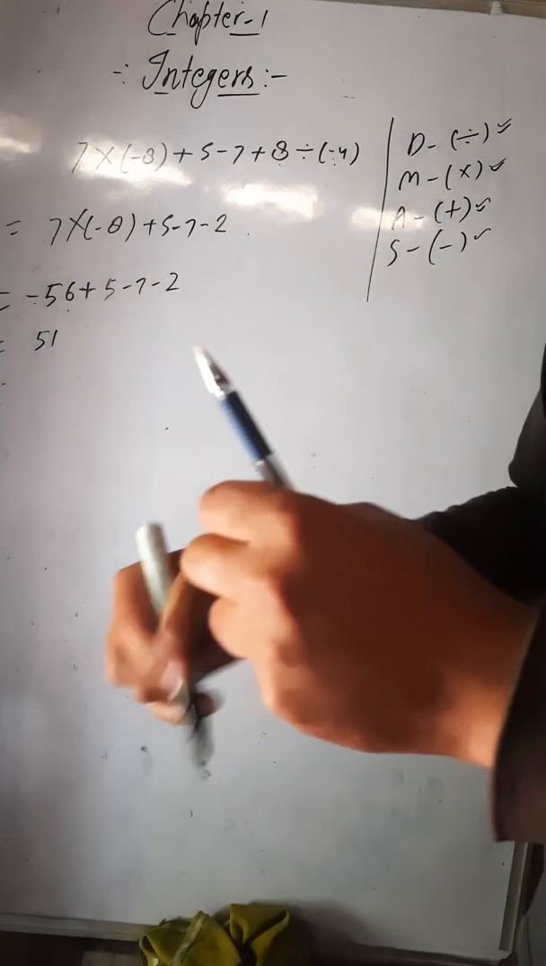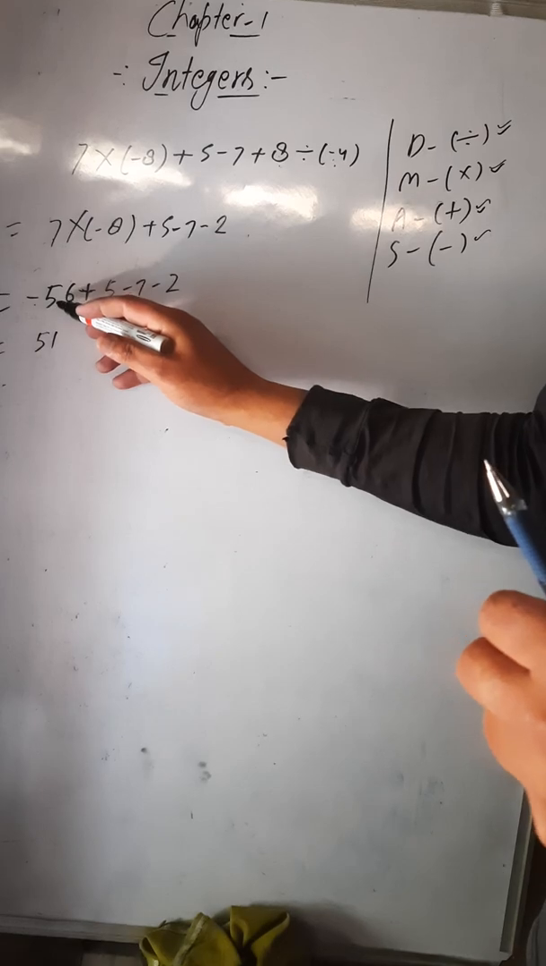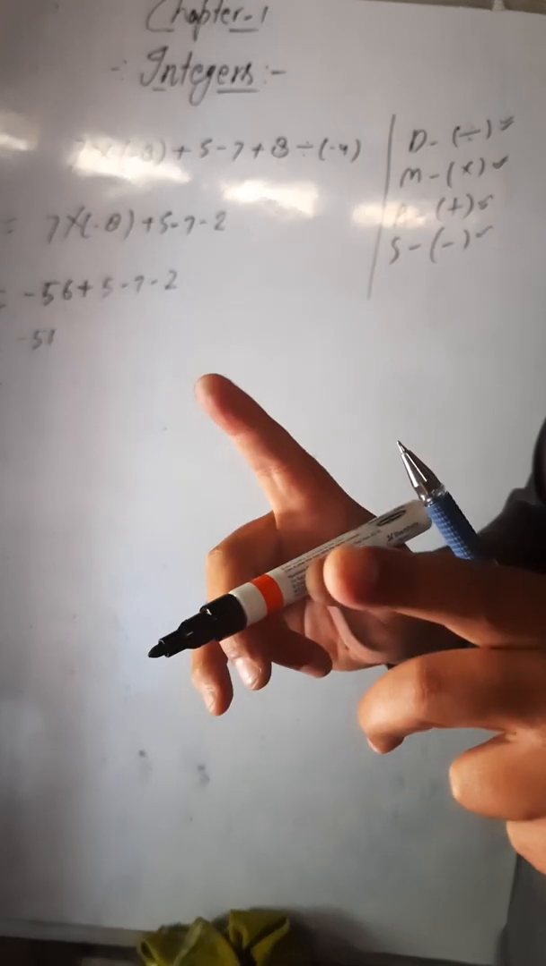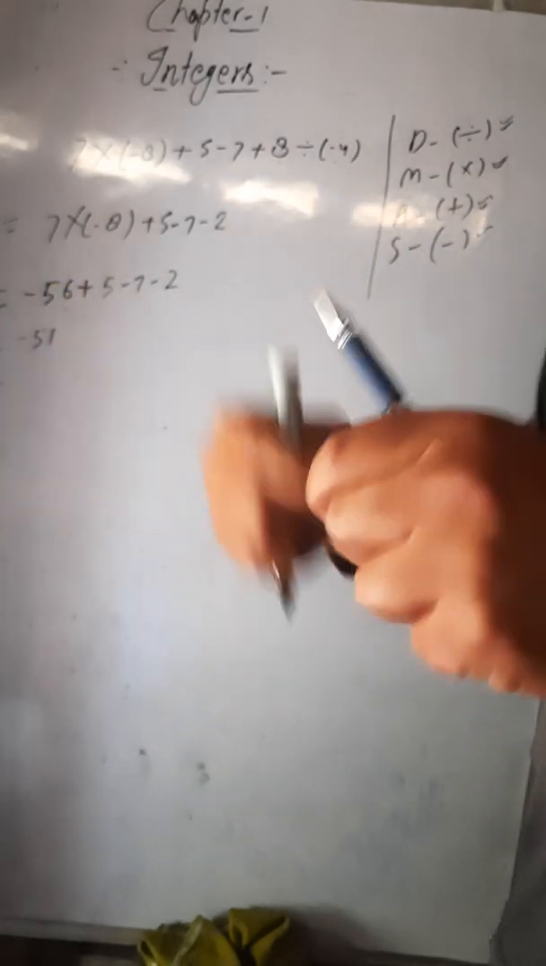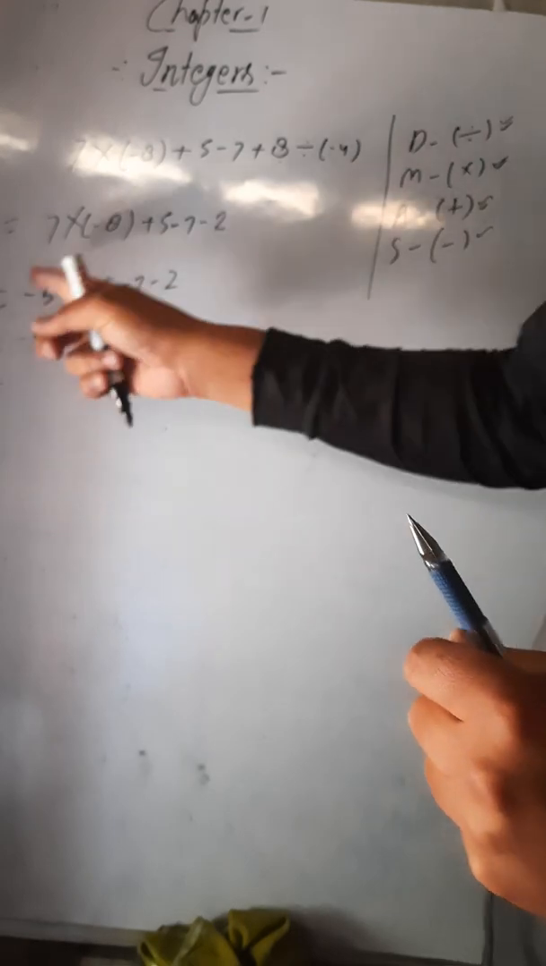And the sign will be of the greater one. Which one is greater, 5 or 56? 56 is greater. What is the sign? Minus. So write here minus. Remember this: positive and negative will be subtracted and the sign will be of the greater one.